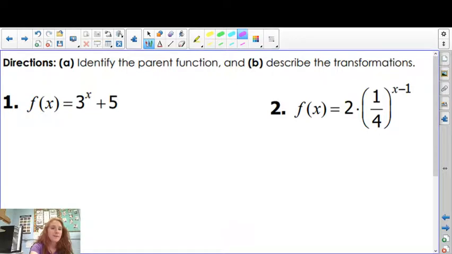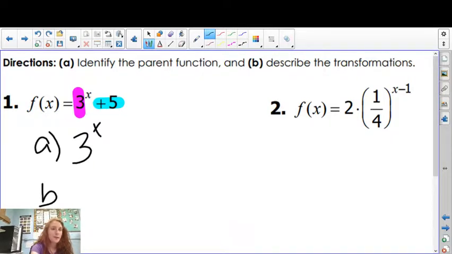So I see my base is a 3. There kind of is no change, there's just an x, so I'm going to undo that, only because I want you to recognize that nothing's actually changing. And then I have a +5, so he should go up. So for part A, identify the parent function. Well, that's just 3 to the x. Part B, identify the change. He's going to go up 5.